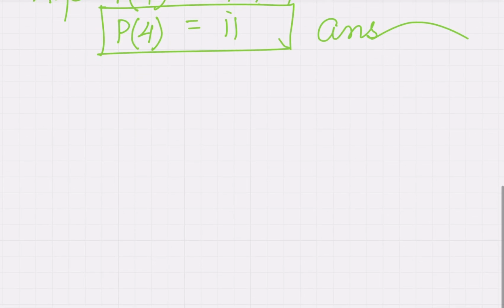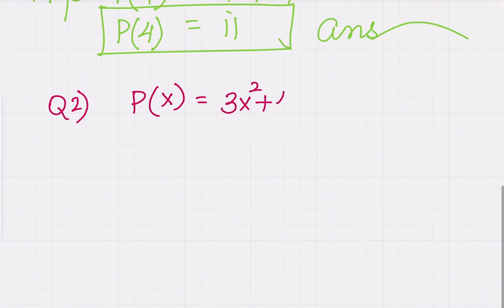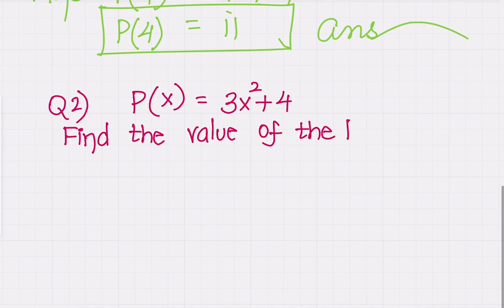All right, let us take a look at another question of this type, just so things are clearer to you. Let's say it's question 2 in this section. They are saying P of x is 3x squared plus 4. And the question is, find the value of the polynomial at x equals 2.